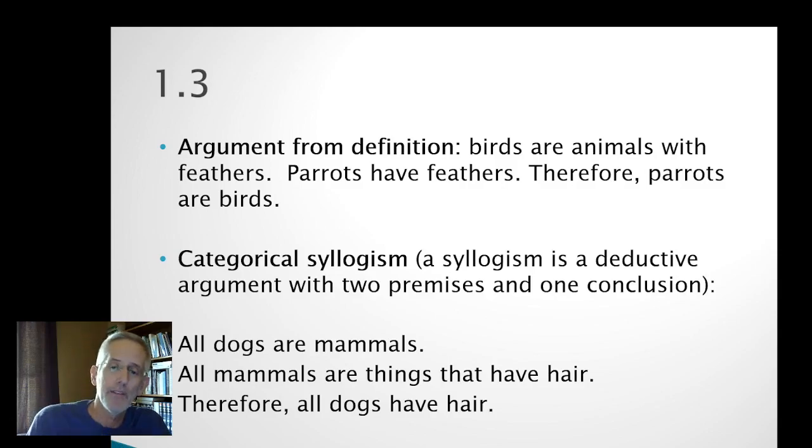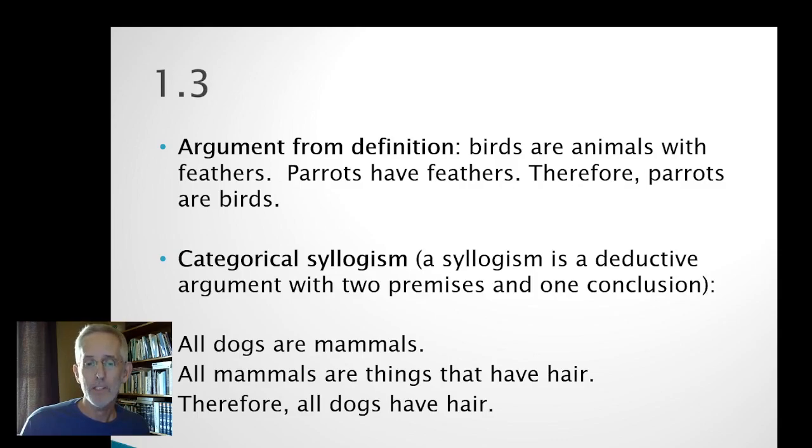And so later on in the semester, when we get closer to the end of the course, we'll look at some of the techniques Aristotle developed for evaluating categorical and hypothetical and disjunctive syllogisms, but we'll see that in more detail later. Okay, so here's an example of a categorical syllogism. All dogs are mammals. All mammals are things that have hair. Therefore, all dogs have hair. The argument couldn't have gone any other way.